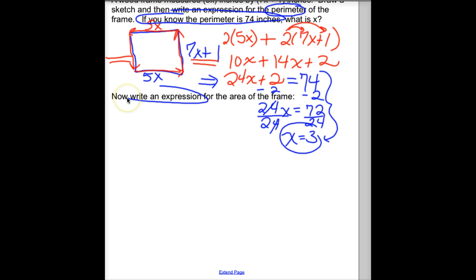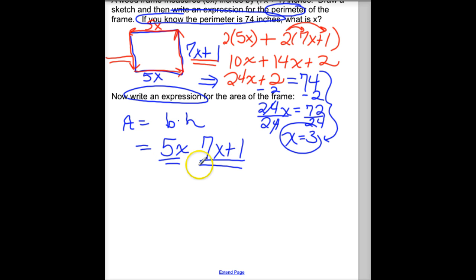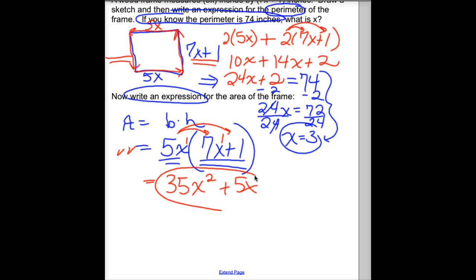It says now write an expression for the area of the frame. Well, how do I get the area of a rectangle? I do its base times its height. My smartboard is squiggly here. Keep in mind, I'm doing the entire base times the entire height, so I need to put that in a set of parentheses to make sure I'm multiplying it all. Then I hop it in, and I get 35. Technically, because it just says an expression, I could leave it like that, but let's simplify it. 35, x to the first times x to the first is x to the second, and then I'd have a plus 5x. Expression for the area versus expression for the perimeter.